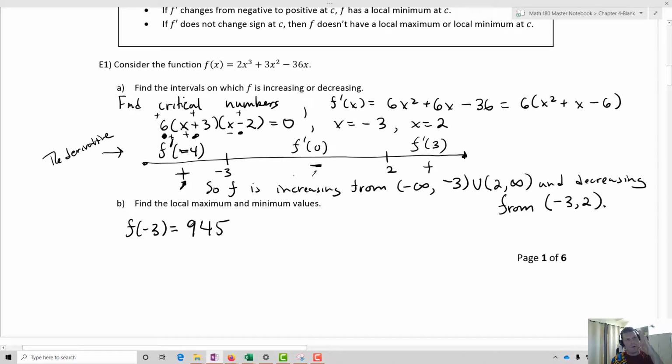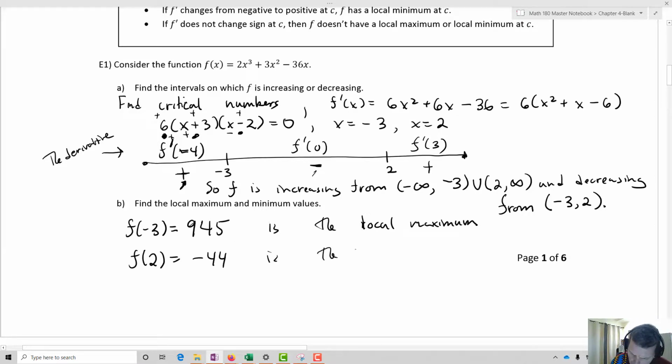That means the slope goes up and then the slope goes down, so that is the local maximum. On the other hand, f of 2 ends up equaling negative 44. It's going to be a local minimum because we've got the slope going down and then the slope going back up.